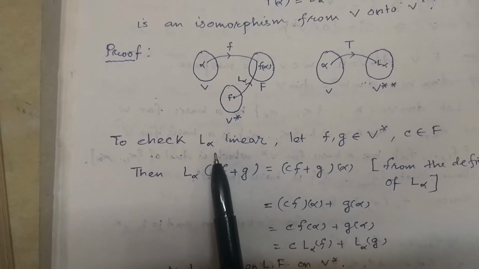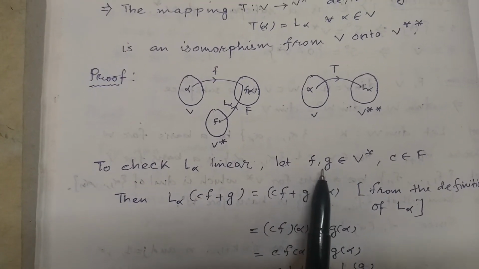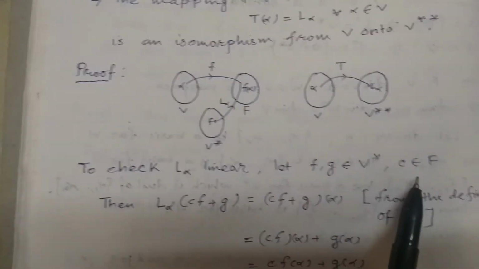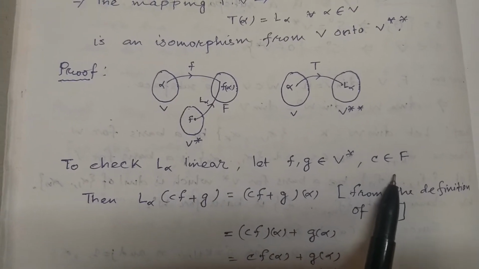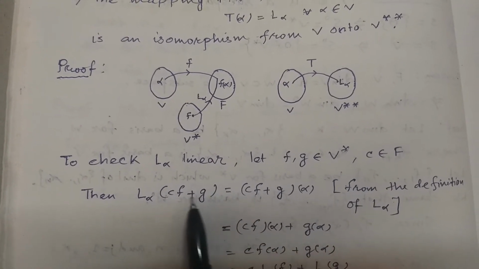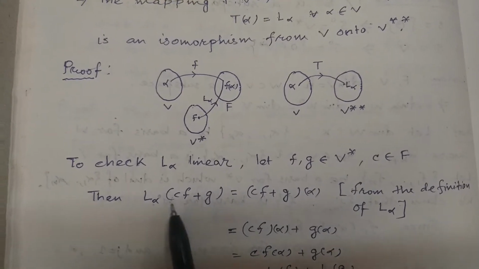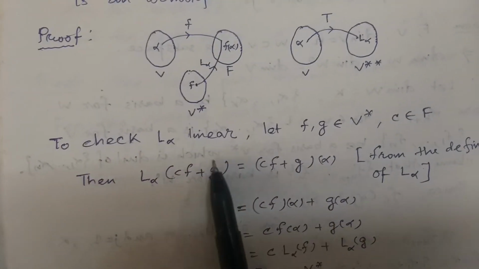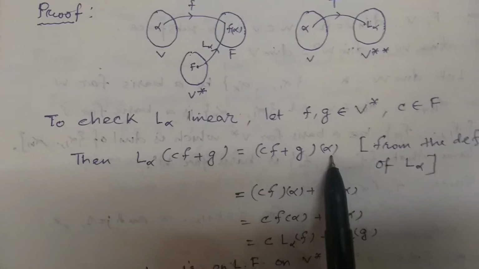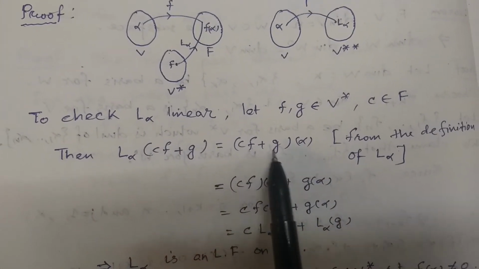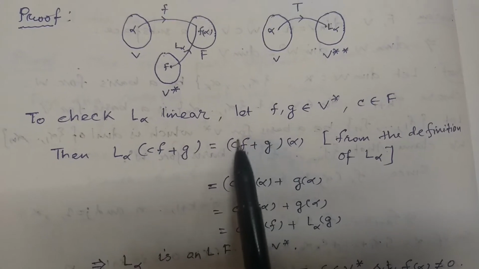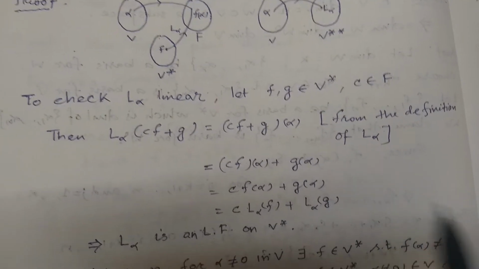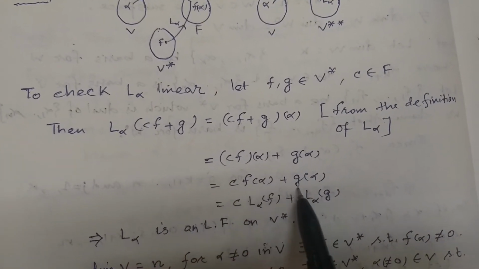Now to check that L alpha is linear, let us take f and g, two elements in V star, and let C be a scalar. Now L alpha of Cf plus g, what will this be? By the definition of L alpha, this is equal to Cf plus g of alpha. Again, f and g are elements of V star and V star is a vector space, so Cf plus g of alpha equals C times f of alpha plus g of alpha.